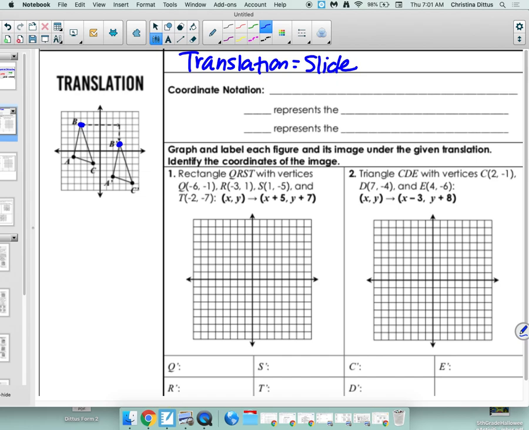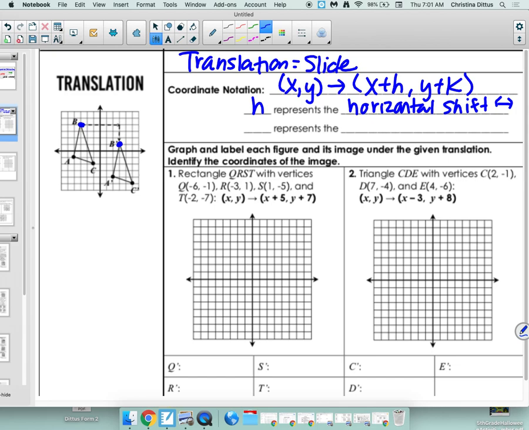To represent that in our coordinates, we go x, y, every coordinate has x, y coordinates. And then we write this fancy notation x plus h, y plus k. And all it means is that the h is the horizontal shift. That's this way. That's where x goes. And the k is our vertical shift. And that's our up down, which is why it's with the y.